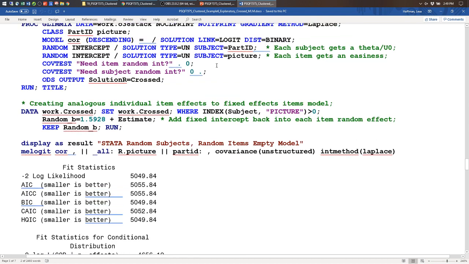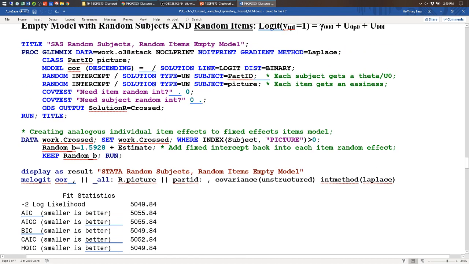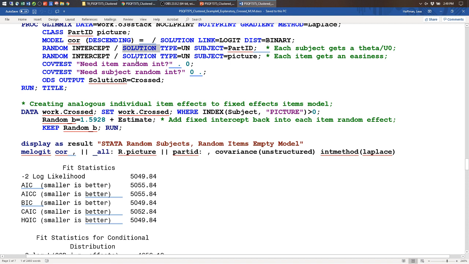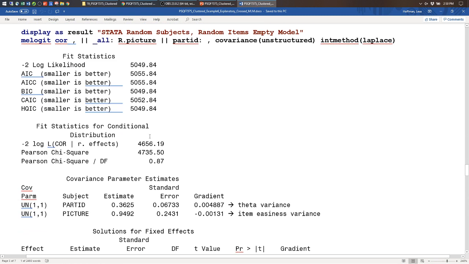But what I'm asking for here is something new, the word solution. You're used to seeing it on the model line because that gives me the solution for fixed effects. When you put it on the random line, it gives me the solution for random effects. Those are my thetas. So I'm using Laplace estimation in this example because that's required when you have crossed random effects in a logit link. It's also the default in Stata.